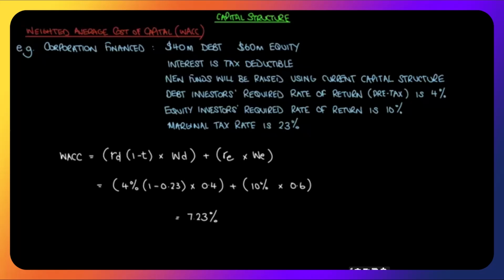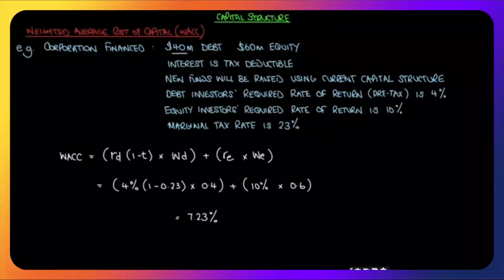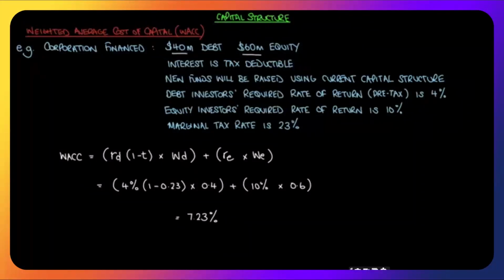We have a corporation financed with 40 million in debt, 60 million in equity. That gives me 100 million in total. Stunning math there. Interest is tax deductible. That tells me we're going to see a 1 minus T somewhere. New funds will be raised using current capital structure. So we're going to raise it in these proportions, which looks like 40% debt, 60% equity.